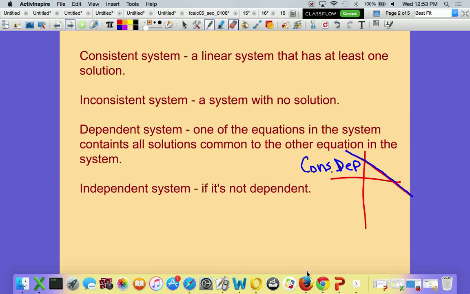If not, as it says here, if they are not right on top of each other, so like the first one, where they just cross once, then it's an independent system, where one does not depend on the other for all of the answers.